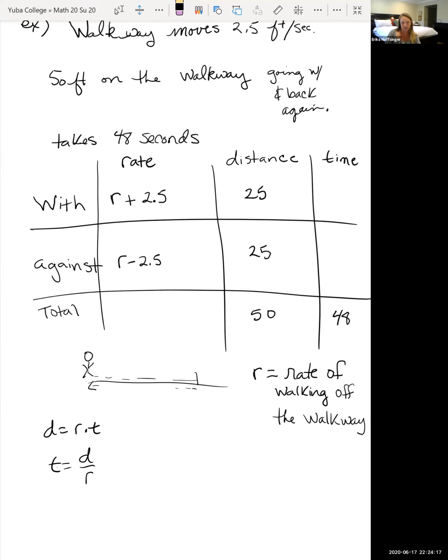Everybody agree? And so basically, with the walkway, I can rewrite this in terms of time. So time is my distance traveled, which is 25, all over the rate I was going, which is r plus 2.5. And so if I look at the time it would take me to travel against the walkway, it's my distance, which is 25 feet, all divided by the rate, r minus 2.5.